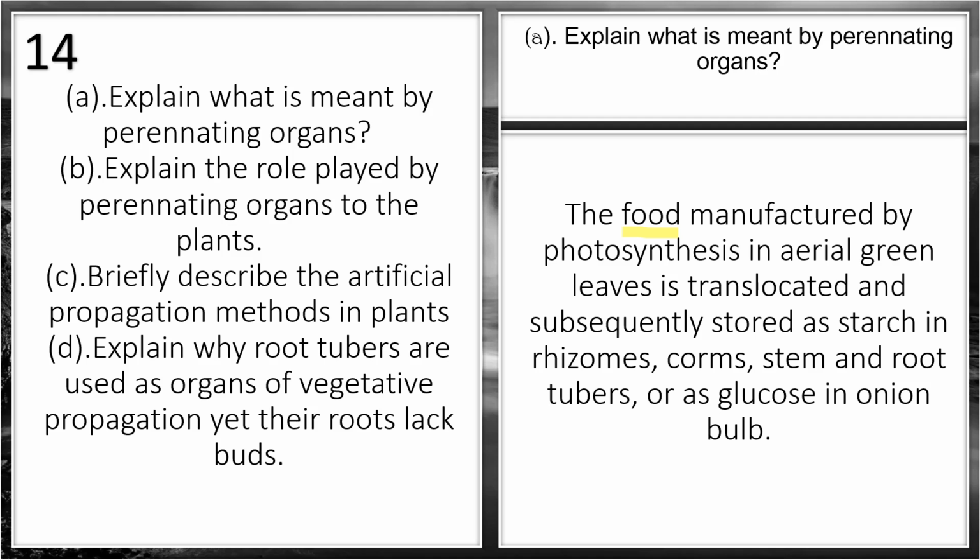The food manufactured by photosynthesis in aerial green leaves is translocated and subsequently stored as starch in the rhizomes, culms, stems, and root tubers, or as glucose in onion bulbs.